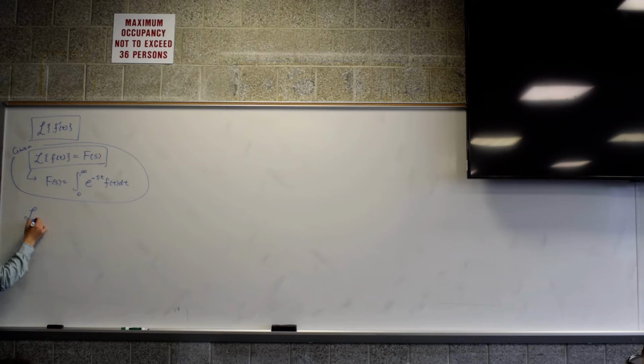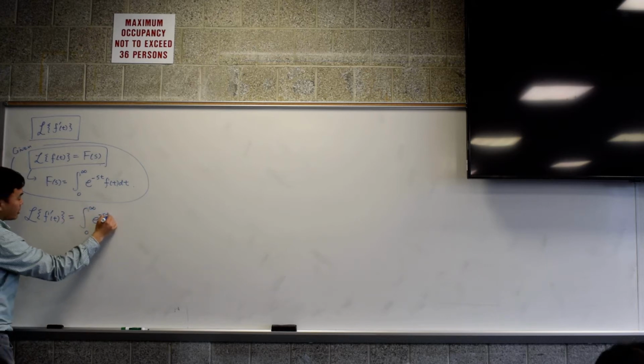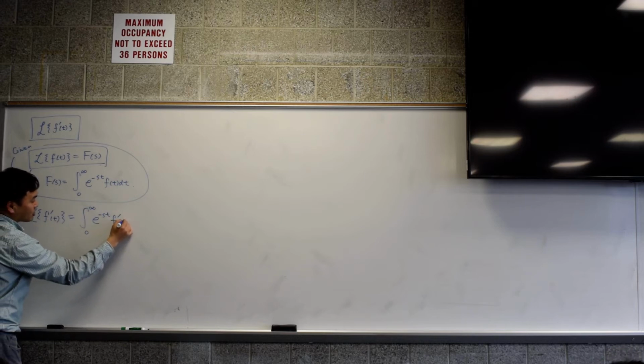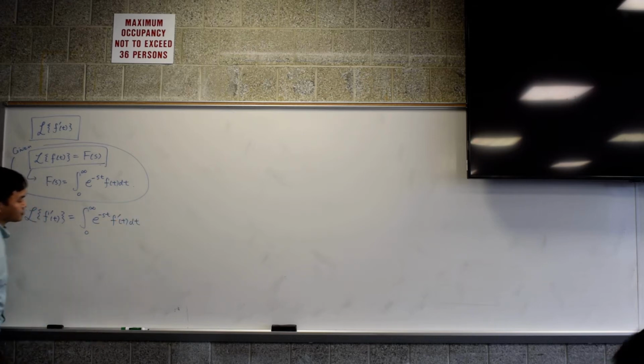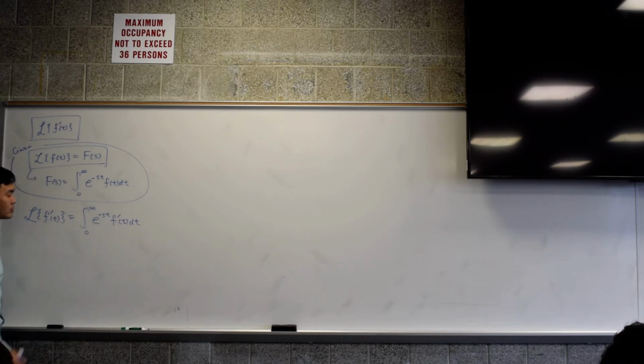So the Laplace transform of f prime of t is by definition the integral from 0 to infinity of e to the negative st times f prime of t dt. That's what you get by definition. And what you want to do is you want to do integration by parts.